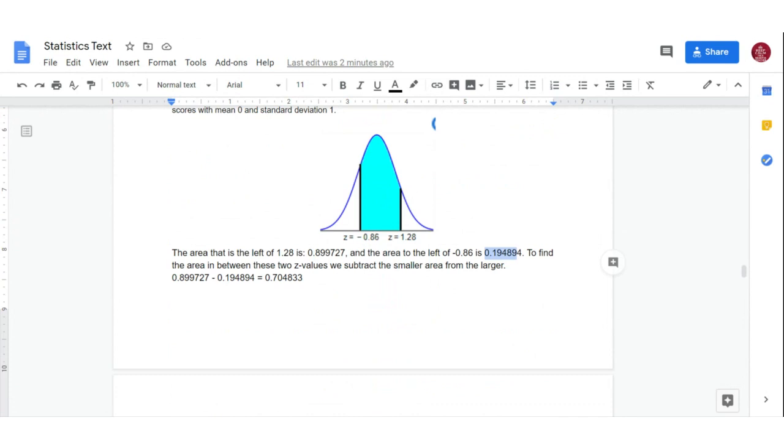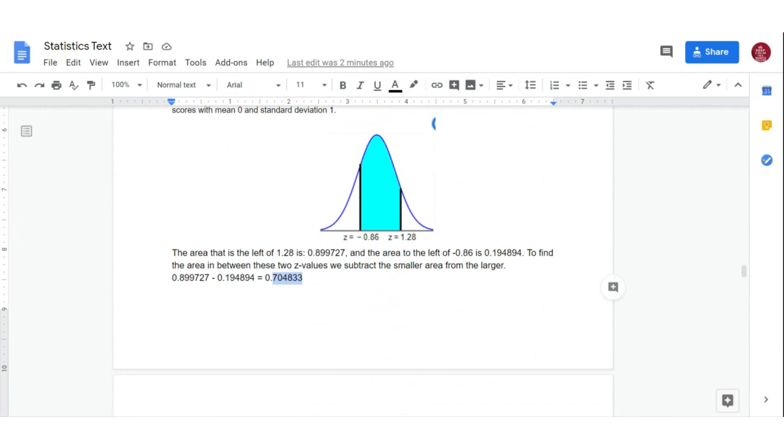So if we want to find out that area in between, we're simply going to chop this part off, that little white part to the left. And then what remains is what is in that blue area. So when we do that, that blue area is 0.70483, or about 70% of the entire area under the curve. You can also get the calculator, and this is a lot easier with the calculator.